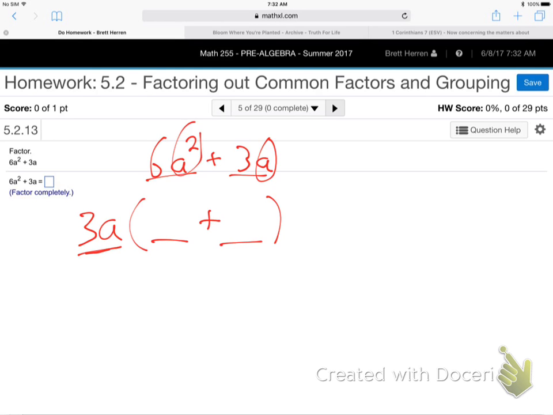So you just pick what number goes into 6 and 3? 3. And then when it comes to the letters with the powers, you take the lower one, because that's what they have in common. Good. Okay, now, what goes on the inside? Whatever works. 3a times what will go back to 6a squared?